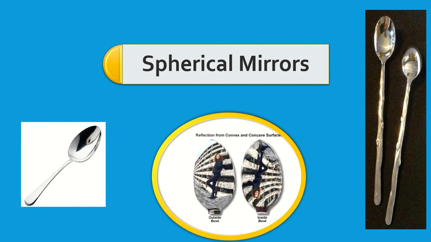So this is a real mirror. If there are no scratches, it works like a perfect mirror. There is a surface which is curved inward and another surface which is bulging outward, the back side of the spoon. This side is curved inward, that is the concave shape. The bulging backward portion is the convex part. So we have two types of spherical mirrors, concave and convex mirrors.